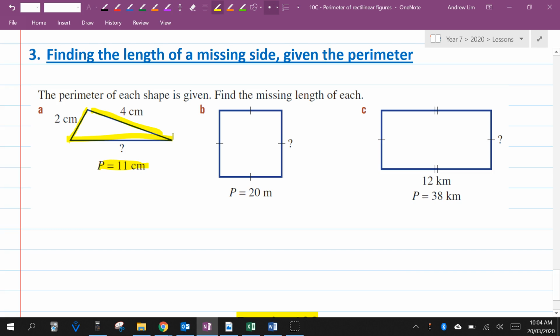So if we want to find out the missing side, all we need to do is add the 2 known sides. 2 plus 4 is 6. And 6 plus what number equals 11? So 2 plus 4 plus some number is equal to 11. That number has to be 5. Okay, so therefore, missing length is 5 centimeters.